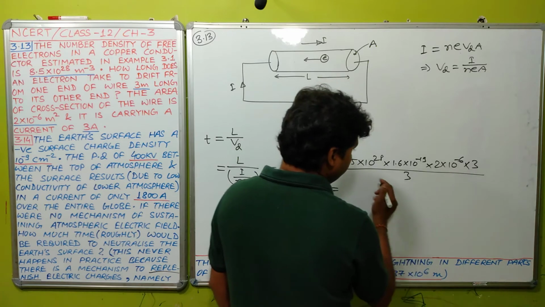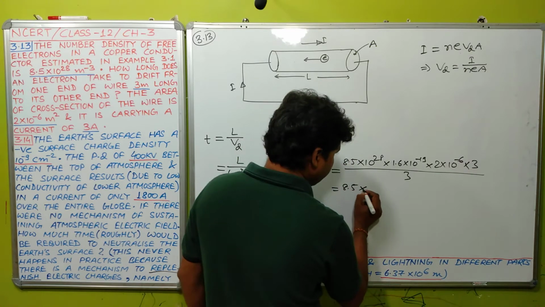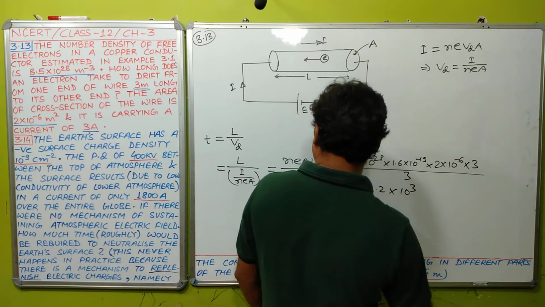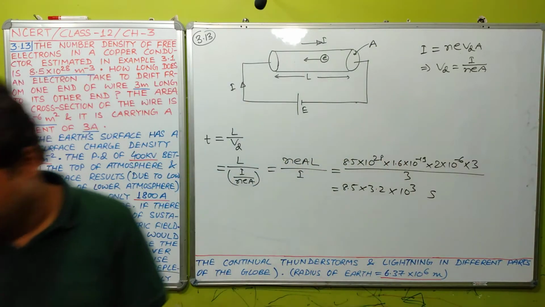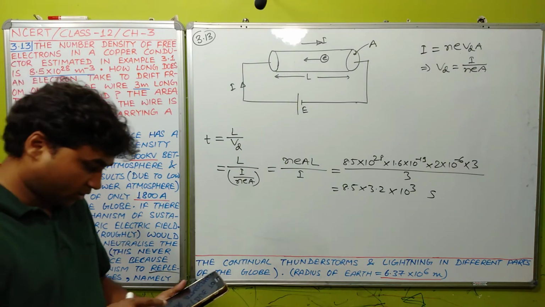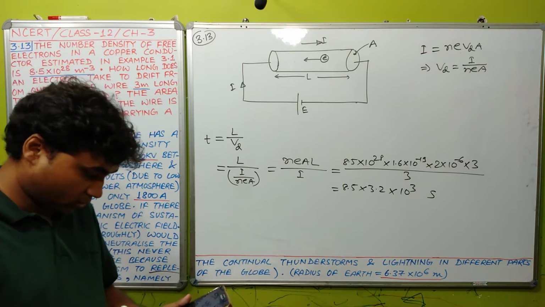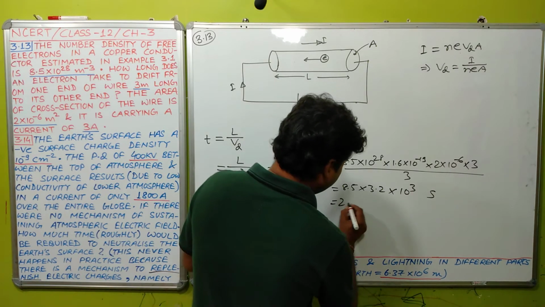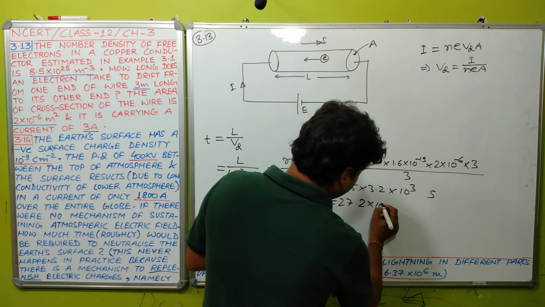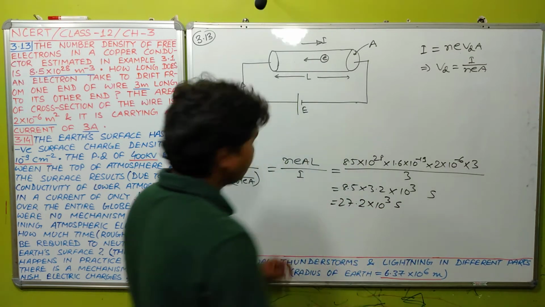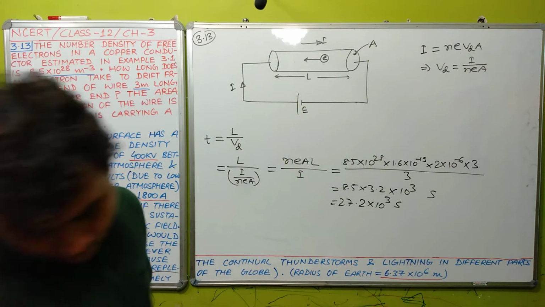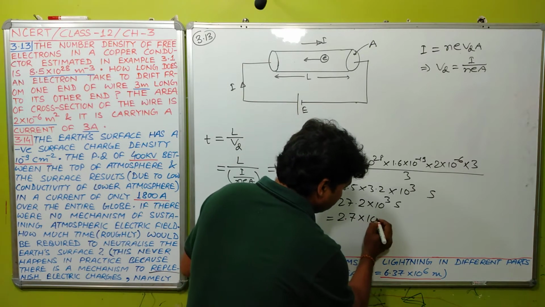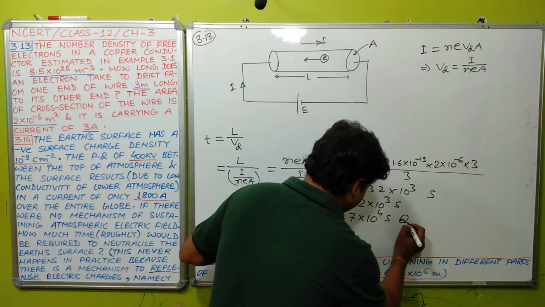Now 3 and 3 will cancel. We get 8.5 into 3.2 into 10 to the power 3 second. If you solve 8.5 into 3.2, you will get 27.2 into 10 to the power 3 second. This is the answer to question number 3.13. We can write this as 2.7 into 10 to the power 4 second.